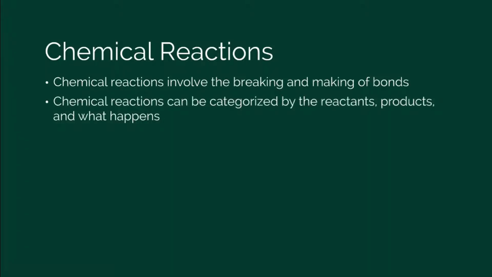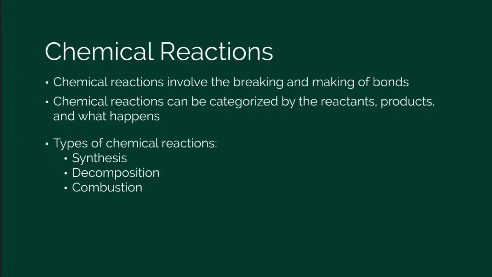And so we can have different types of chemical reactions, and we can tell them apart by what reactants are being used, what products get formed, and just the overall process of what is happening. So we're going to be using that information to categorize our different types of reactions. And again, the three types of reactions in this video are the synthesis, decomposition, and combustion.